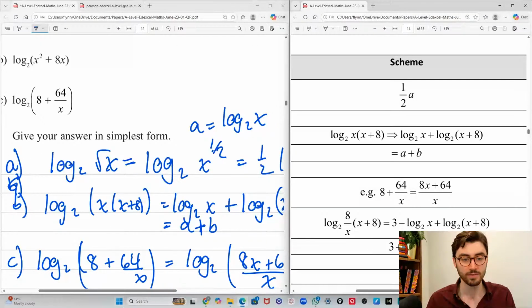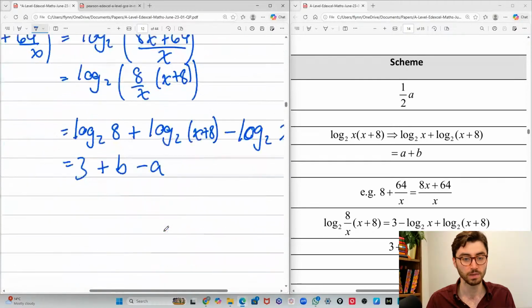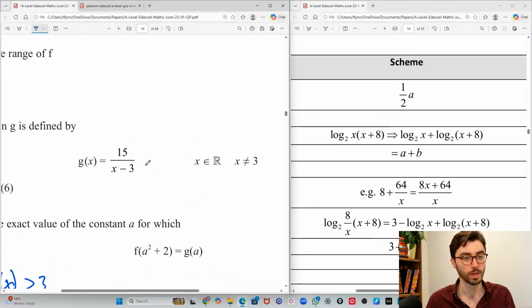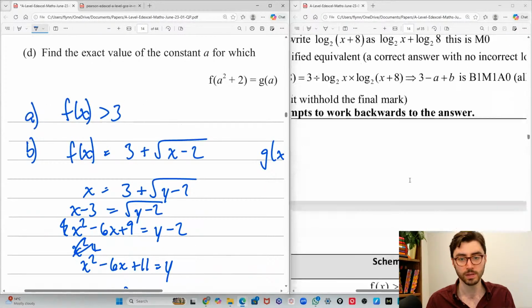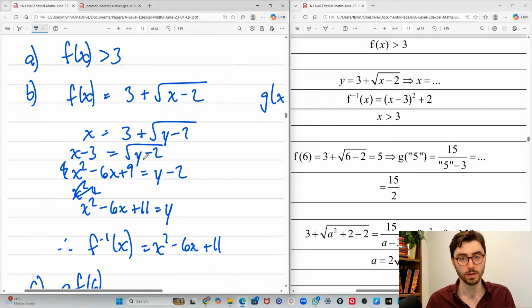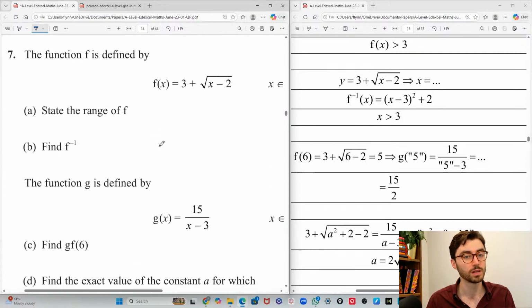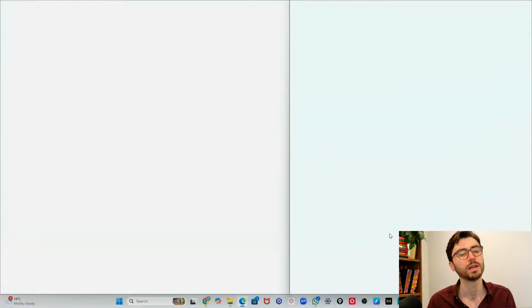Okay, so half A. Check. A plus B, 3 plus B minus A. Great. So here, for question 7, it's bigger than 3. I forgot. Wait, hold on. Did I not read the question? Do you need the... Oh, man.